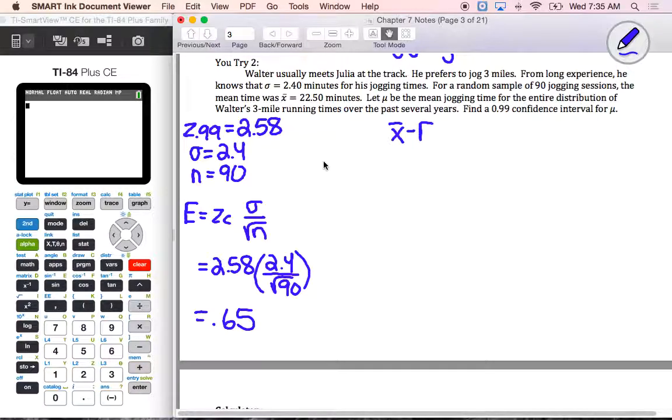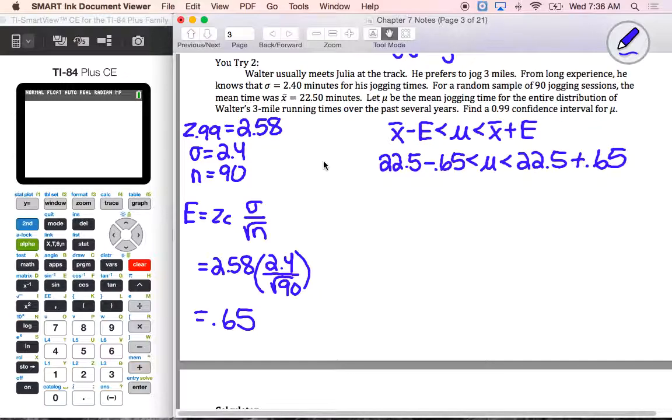Okay, so x bar minus our E, x bar plus our E. So my x bar here is 22.5 minus 0.65, 22.5 plus 0.65. So about 21.85 to about 23.15. So your number should be very close to mine.